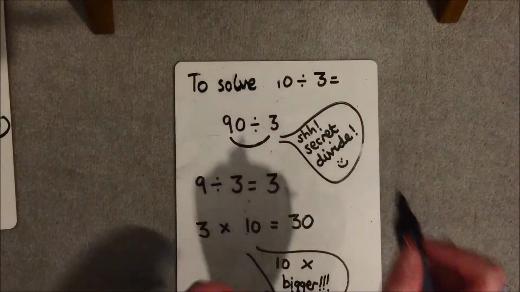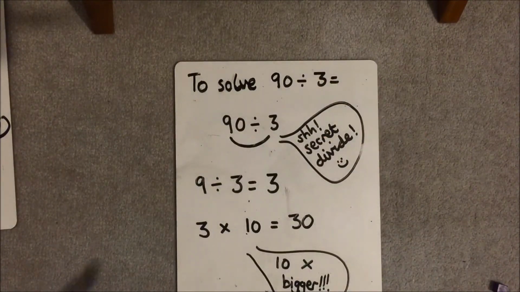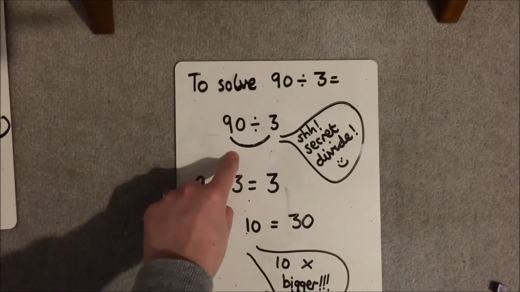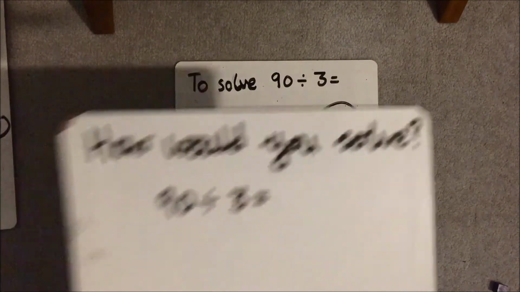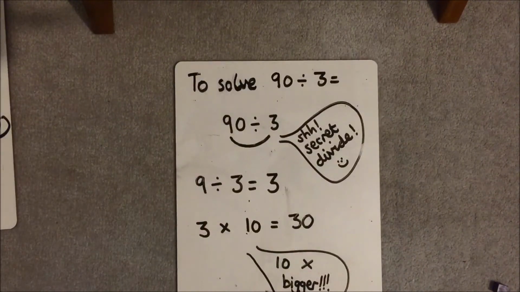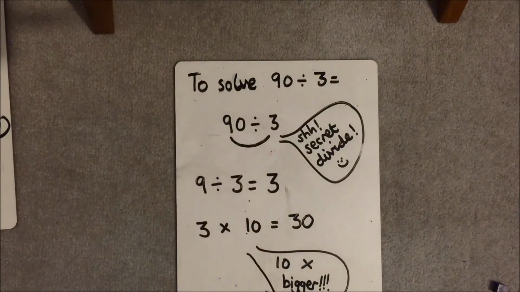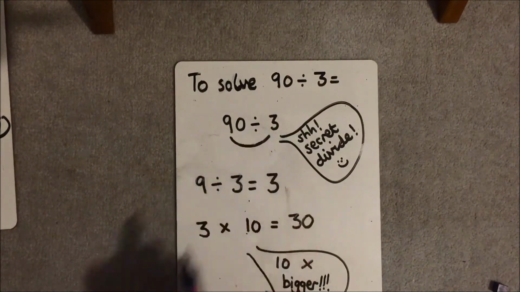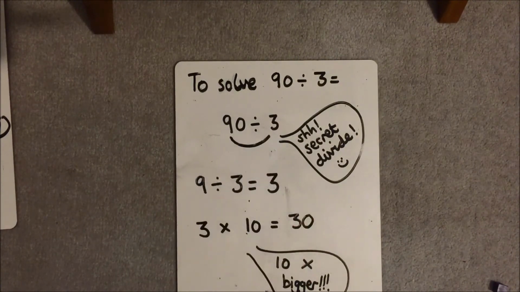So to solve 90 divided by 3, this is my original divide sentence, that's a very big divide sentence. And we said it would take us ages to count in 3s to 90. So the first thing we need to do is find our secret division. Not a secret times table this time, a secret division. So you look for a division you can already do. I can do 9 divided by 3. I know 9 is in the 3 times table, so that helps me.